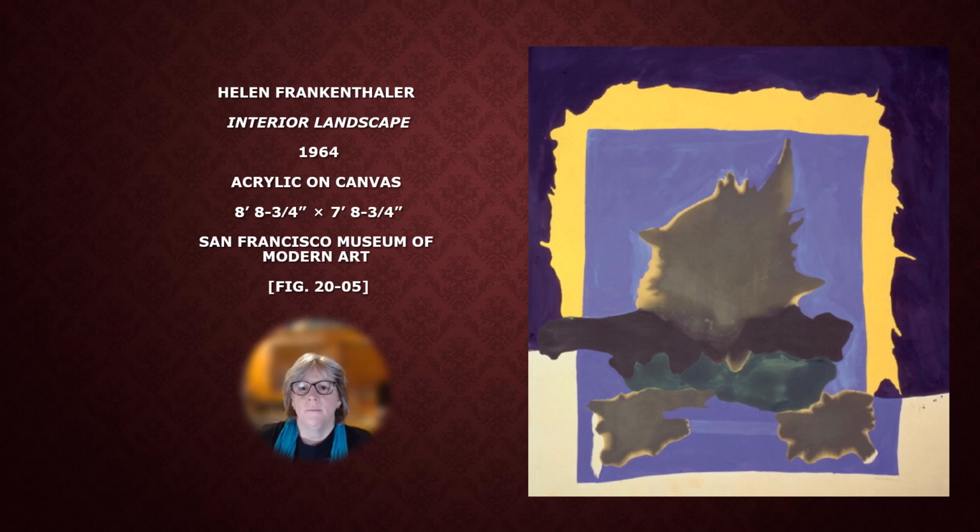This next painting by Frankenthaler is an acrylic on canvas. It's during this time in the 1960s that more artists are using acrylic paint. There are many that still use oil, but acrylic is now starting to make its presence known. Again, she uses a large canvas. This is over 8 by 7 feet.